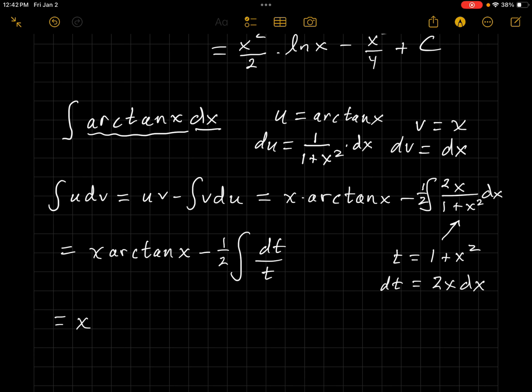And then we can go ahead and integrate that back part. So I get the integral of dt over t, which is the natural log of t. And I'll just go ahead and plug in t back there. No absolute values needed because 1 plus x squared is always positive. And then we can put our plus c at the very end.